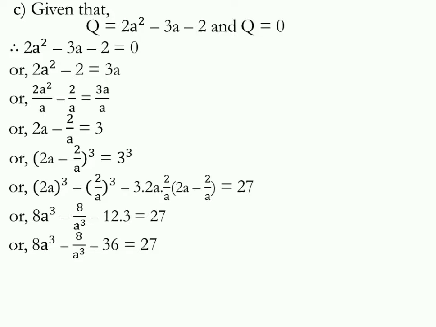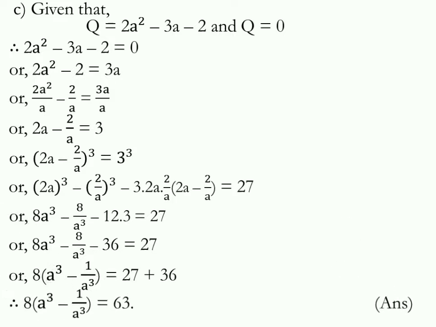Now if we take 36 to the right hand side, it should be plus with 27, and it becomes 63. So if we take 8 common on the left hand side, it should be 8 into a cube minus 1 by a cube equals 63. So that is the required value for C. So boys, this is how we can solve creative from this chapter 4 using these formulas.